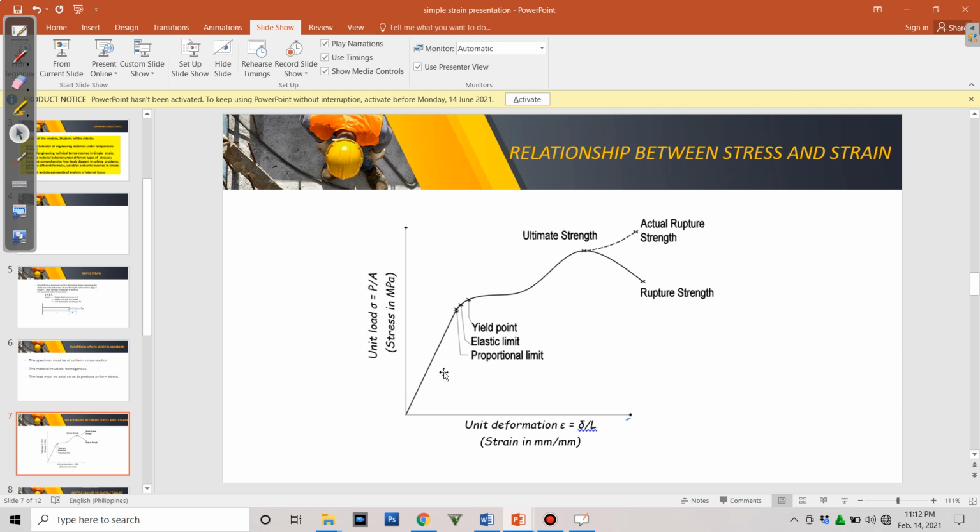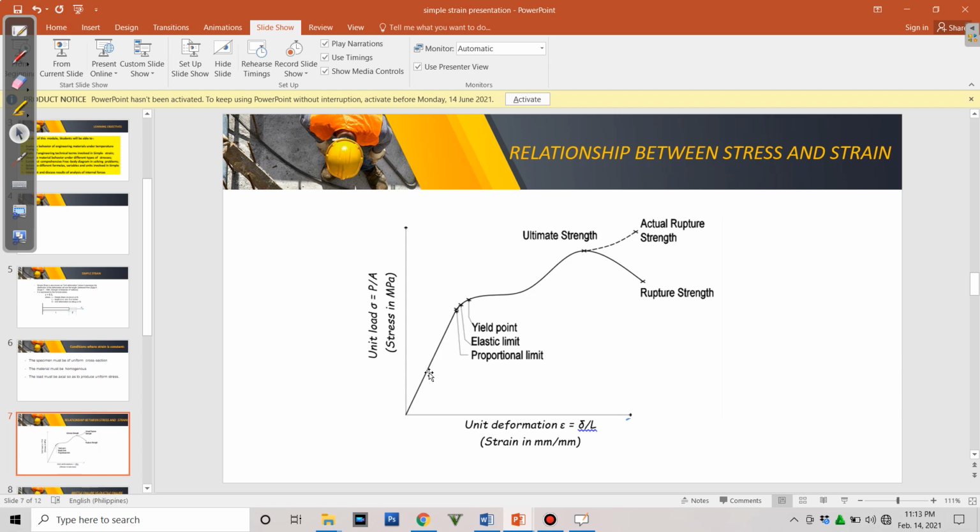This linear relation between the elongation and the actual force causing it was first noticed by Sir Robert Hooke in the year 1678. Thus, it is called Hooke's law, that within the proportional limit, the stress is directly proportional to strain. So therefore, from the origin to P, the proportional limit, the material will tend to go back to its original state when the load is released.